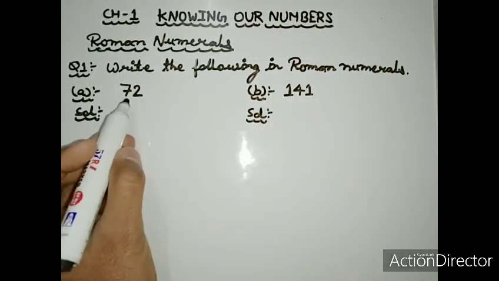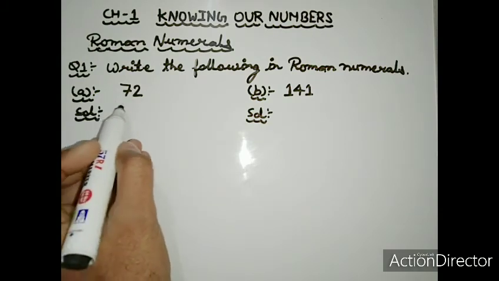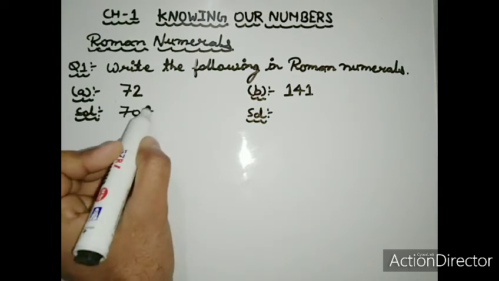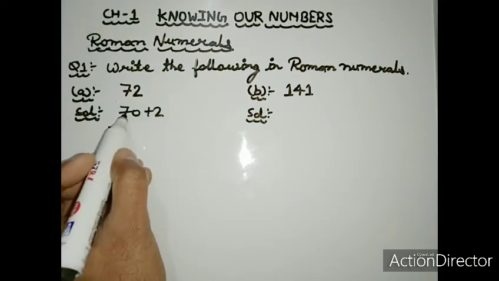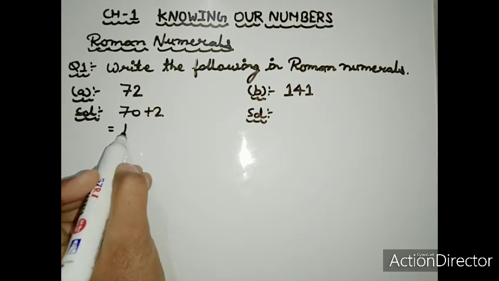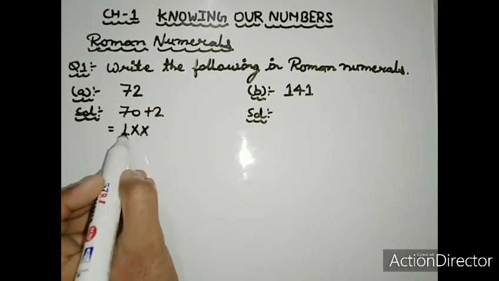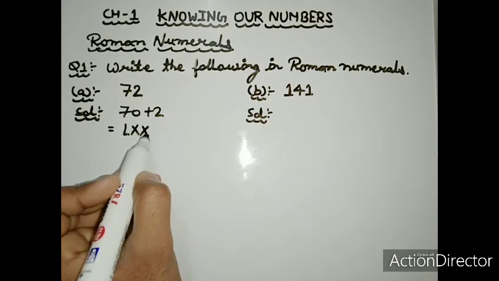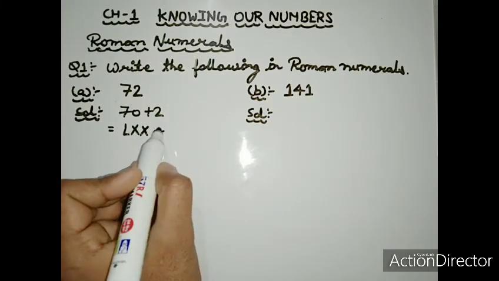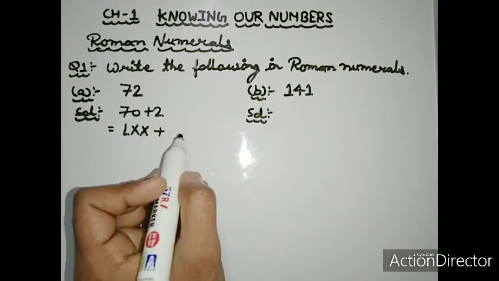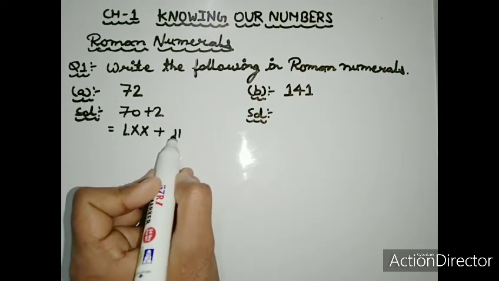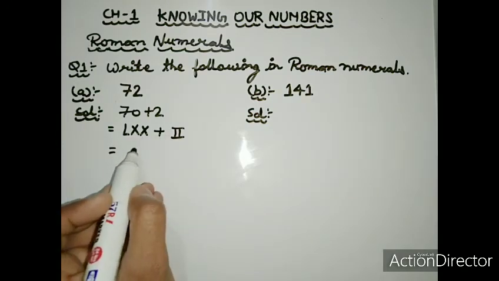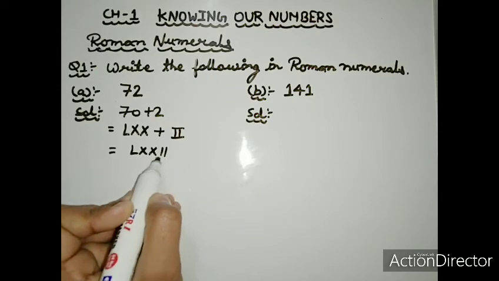So how do we write 72? Here we make two parts of this 72: 70 plus 2. Here we write 70 as LXX, 50 plus 10, 60 plus 10, 70. Then 2. Here we represent 2 by using 2 times I. Then we add these two numbers in Roman numerals: LXXII.